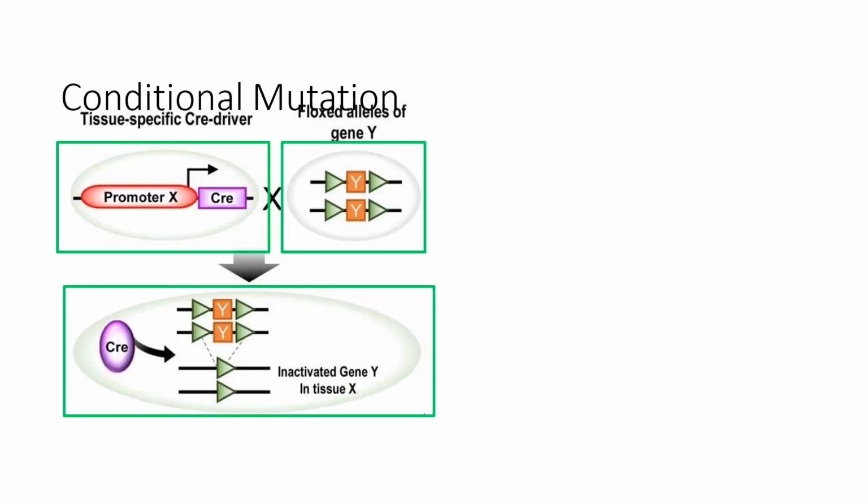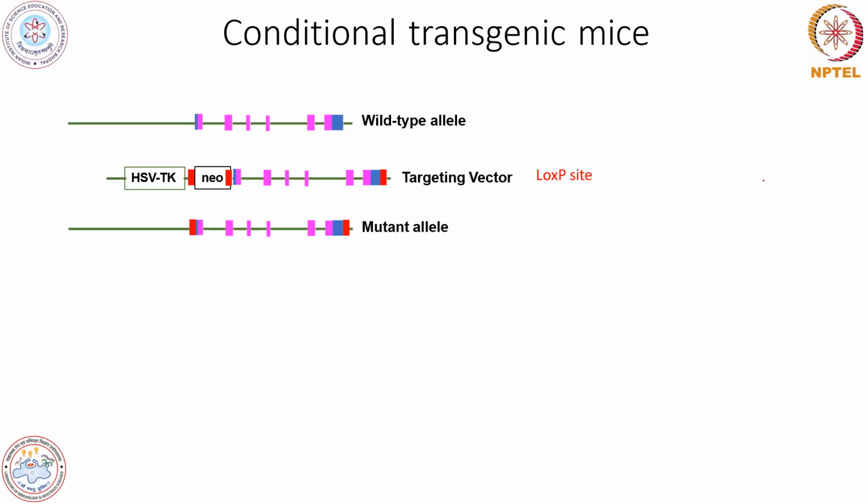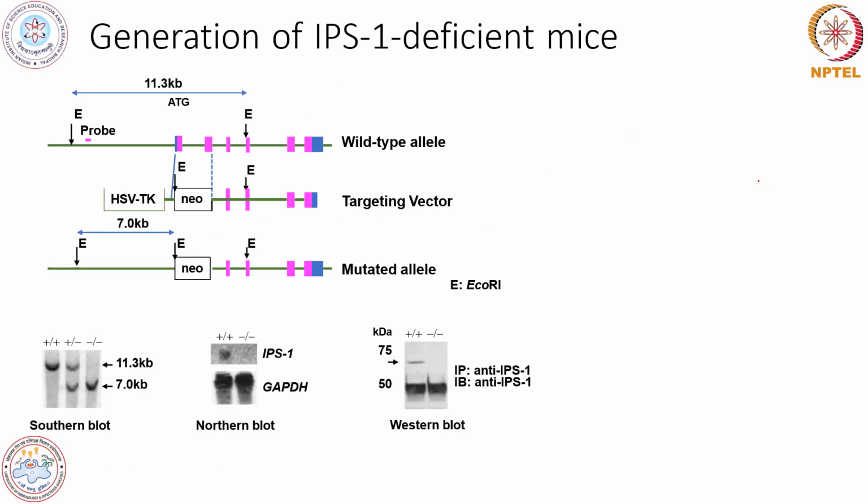So this is what I have been telling. Once you get the mouse which has the LoxP system with the neomycin gene, then you will be mating with the Cre-containing mouse. Once the breeding happens, we would get our animal of interest, which will have the selected deletion. So this is the overall thing that he has talked about.